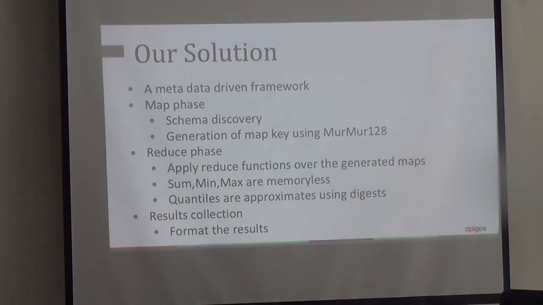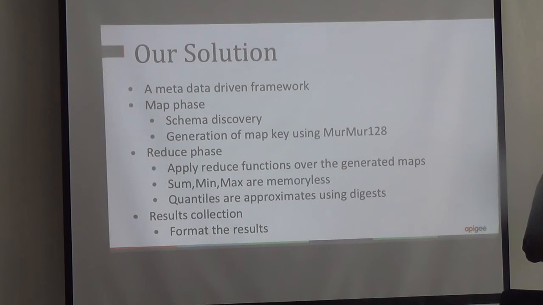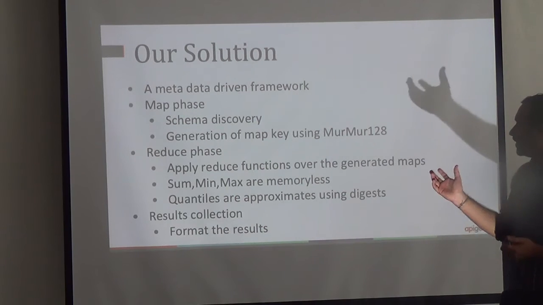We have a few phases. We have a map phase where we do schema discovery. Let's say the input file may be a CSV file. If it's JSON, we don't have to do much. Or an Avro file, we don't have to do much because the schema is quite embedded. But let's say it's a CSV file or a gzip CSV file or something like that. What we do is basically schema discovery and then just generate the map.